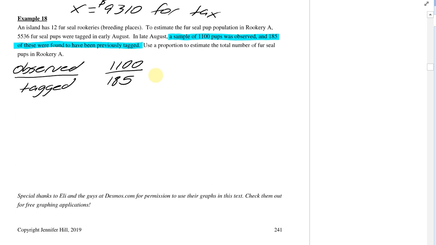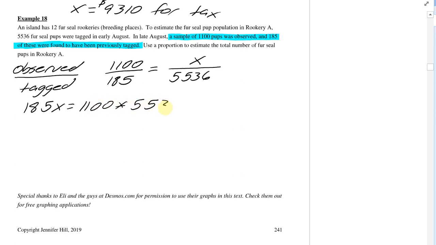So from there, can I estimate what the total population is? Well, I know that in total they tagged 5,536 pups. So from here, I should actually be able to estimate the population. So that's what this is trying to get at. I know it's a little bit of a strange question to even think about, but this is the method. And so then we can solve this as usual. So I will go ahead and work this out.